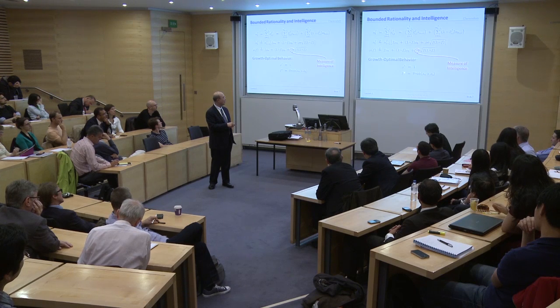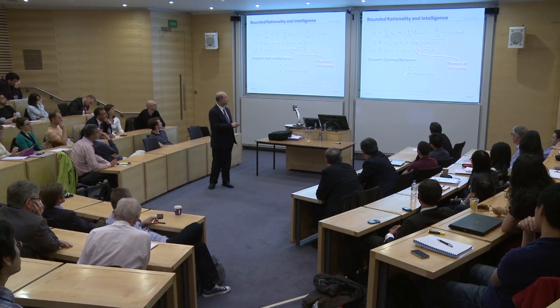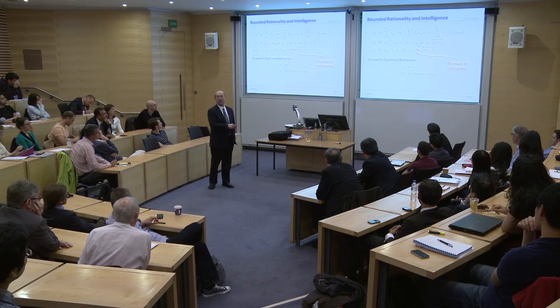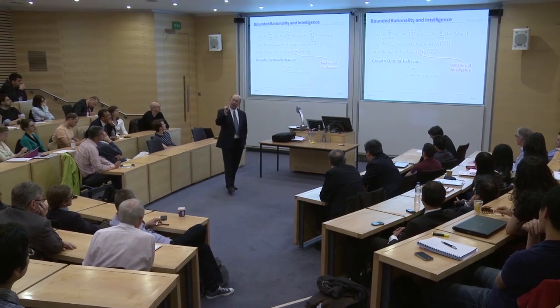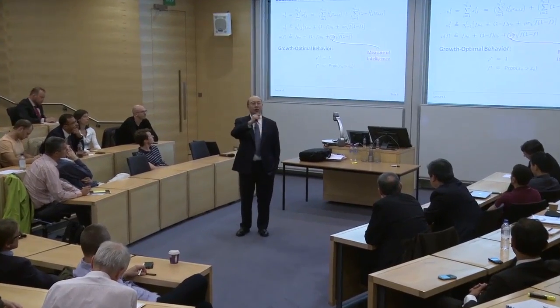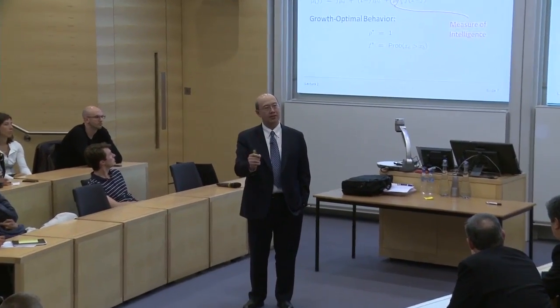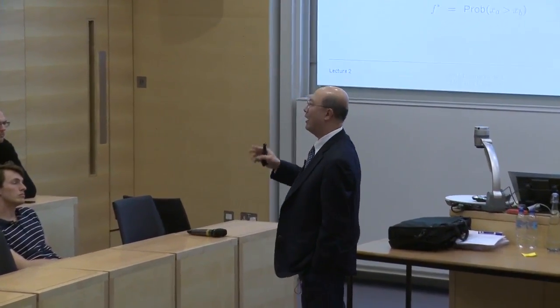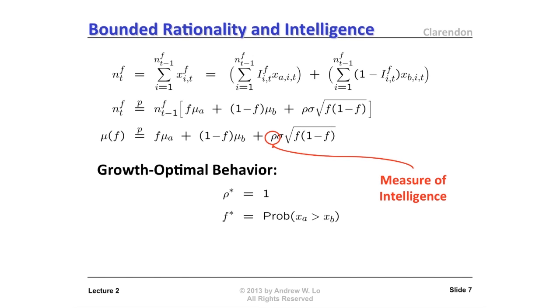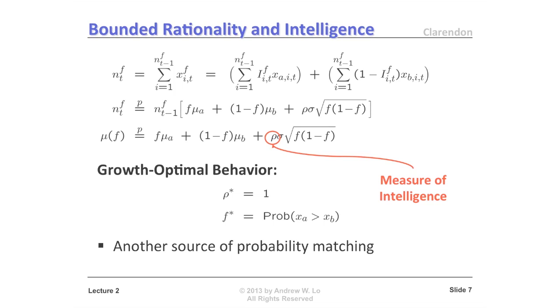The optimum behavior is for the correlation to be 1, of course, and for F star to be the probability that XA is greater than XB. This is a surprising result because in this case, we only have idiosyncratic reproductive risk. And from yesterday's lecture, we know that with idiosyncratic reproductive risk, the optimal behavior is always to choose A. But in this case, you're going to do probability matching even though you only have idiosyncratic risk. It's because now there's a second variable, which is the correlation with your outcomes.